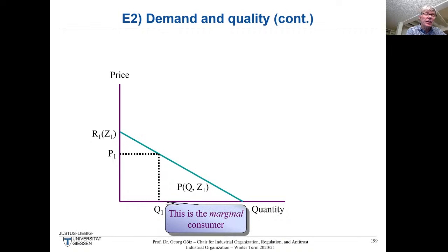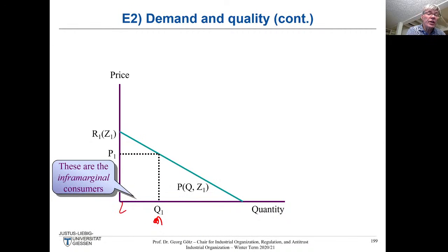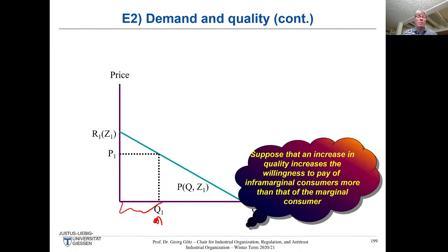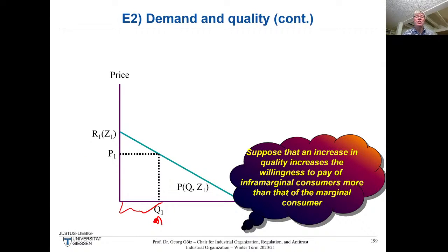What is interesting is that this consumer located here at Q1 is what is called the marginal consumer. These other consumers located at an index strictly smaller than Q1 are called the inframarginal consumers. Okay, and what is interesting here is how such an increase in quality increases the willingness to pay of the inframarginal consumers compared to that of the marginal consumers. Okay, so the question is, suppose we increase quality level C1. How would that change our demand curve?